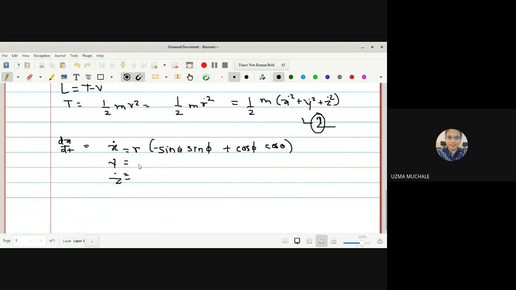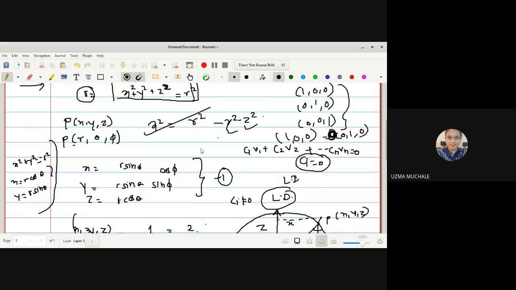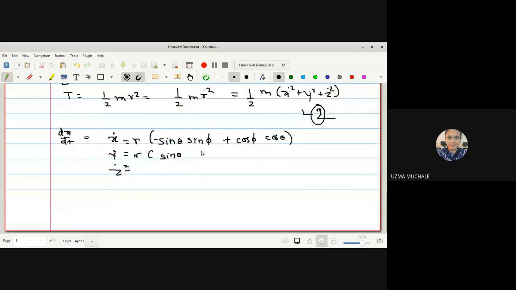In a very similar way we have to find y dot. At that time r we keep as it is, and again sine theta is as it is. The derivative of the next term, sine phi, is cos phi. Plus the next term sine phi we keep as it is, and the derivative of sine theta is cos theta. And in the last term, r as it is, the derivative of cos theta is minus sine theta, and here theta dot.